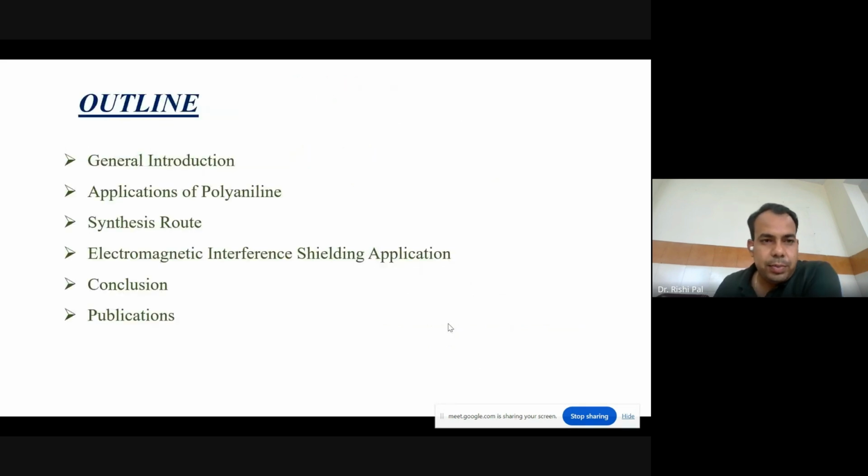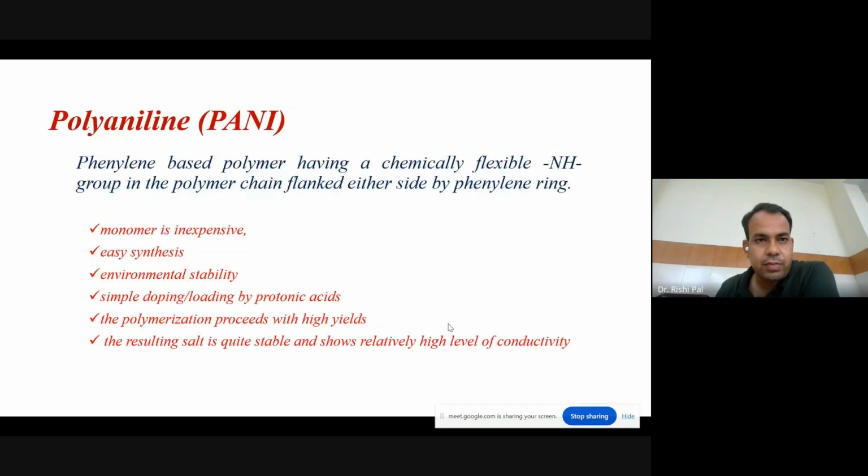This is the outline of my present work: introduction, applications of polyaniline, synthesis route, EMI shielding applications, then conclusion and applications. Now, what is polyaniline? Polyaniline is a type of conducting polymer. Basically, its monomer contains the benzene ring, but with benzene, here the hydrogen bond is present. Why do we use polyaniline?